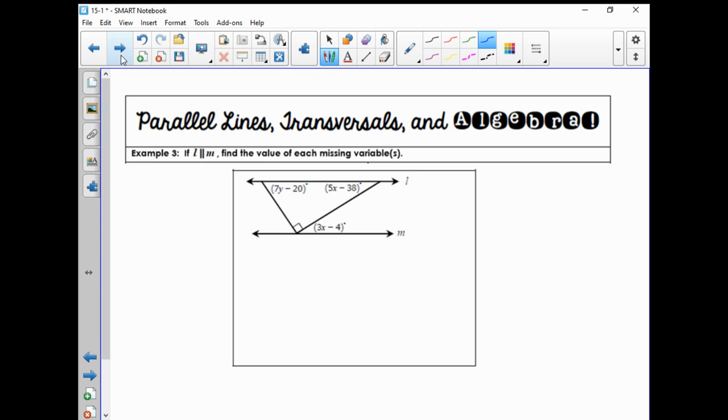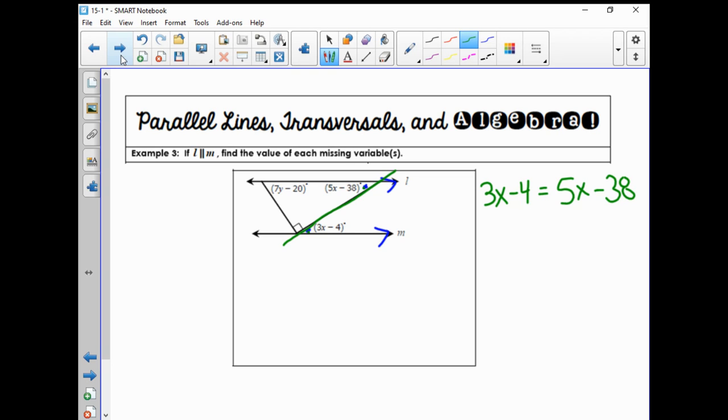Okay, last one. Let's look at this one. Oh, what a fun one. Notice right here again, here's your two parallel lines, L and M. Those are parallel. So what type of angles are these angles? If you treat this as your transversal right here, these are on alternate sides of that transversal, but they're inside your parallel lines. So these are your alternate interior angles. They are congruent. Okay, so 3x minus 4 is equal to 5x minus 38.